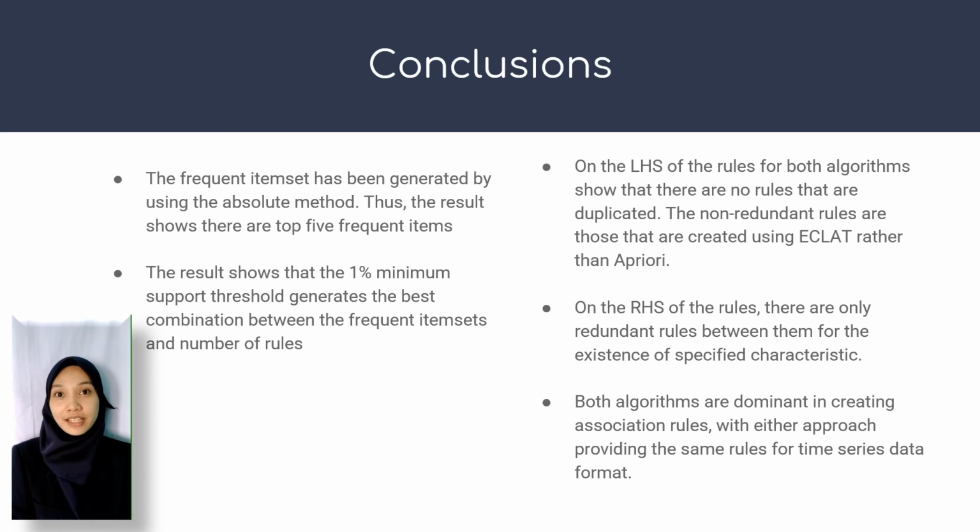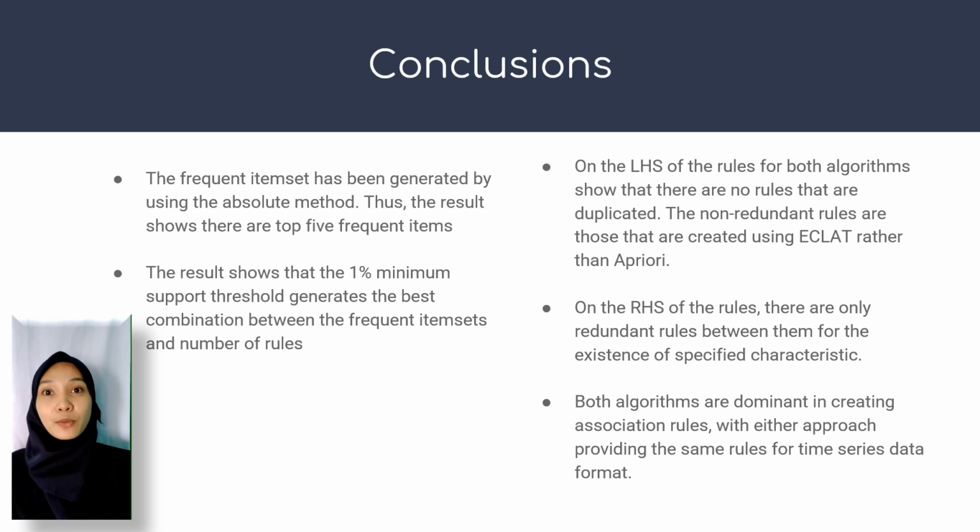For the conclusion section, the frequent items have been generated by using the absolute method, where it shows the top 5 frequent items. The comparison between the frequent item sets and the number of rows generated has identified that 1% minimum support threshold is the best threshold combination. By using 0.01 support, on the left-hand side of the rules for both algorithms there are no rules that are duplicated, and non-redundant rules are created using eclat rather than a priori algorithm. On the right-hand side of the rules, there are only redundant rules between them.